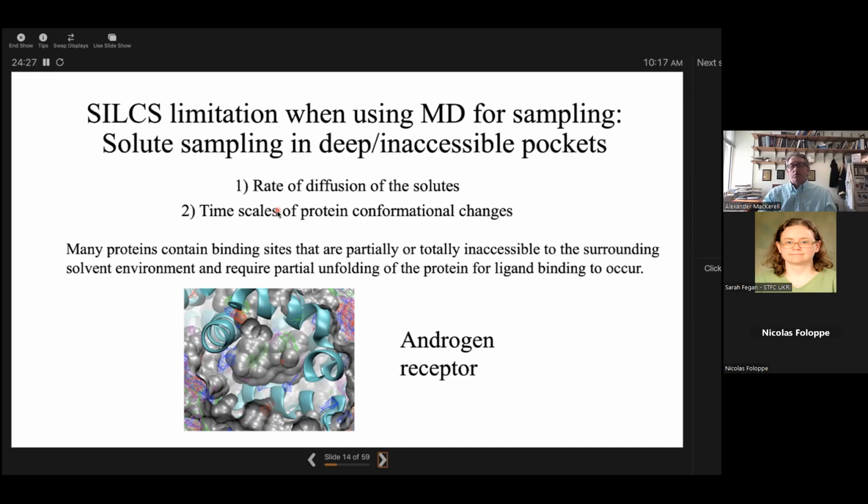So we have these two challenges which we have to overcome if we want to get the precomputed ensemble throughout the entire protein system. And here I just give an example of the androgen receptor, which is a nuclear receptor, where the binding pocket is actually totally occluded from the surface of the protein. The protein basically has to partially unfold for the ligands to bind and then refold and so on.